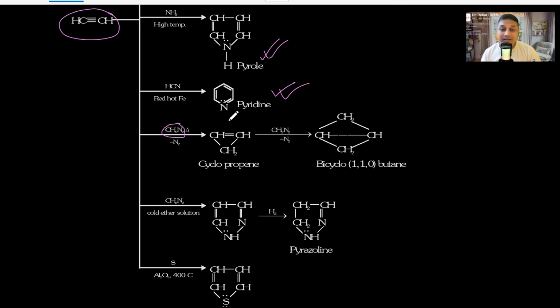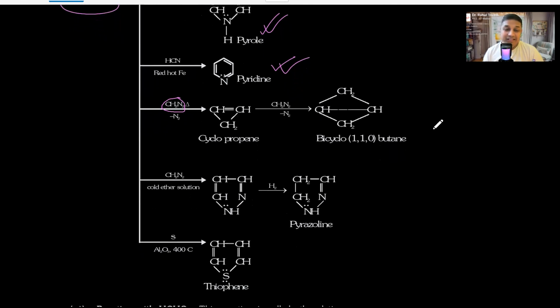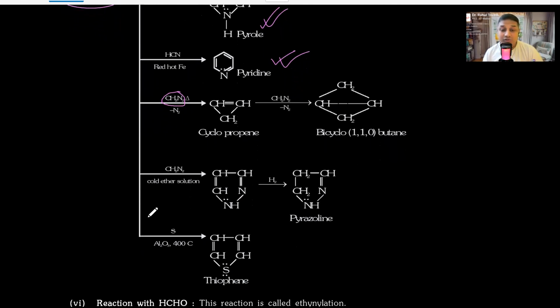The carbene will attack and will form cyclopropene. Further attack will form a bicyclo-1,1,0-butane. Make sense? 1 carbon here, 0 in the middle. So 1,1,0-butane. Total 4 carbons. Yes? Any doubt? We have seen this reaction already. Do the same reaction in the presence of cold ether solution. You will have this formation. Expose it to hydrogen gas, pyrazolene. Is that clear? Is that clear?